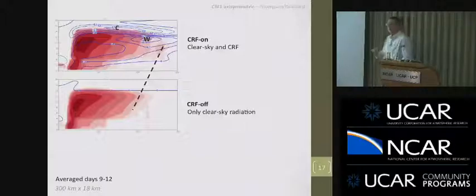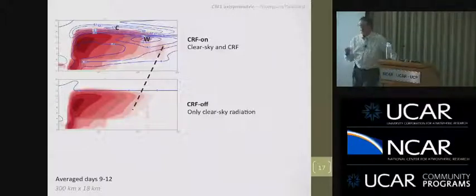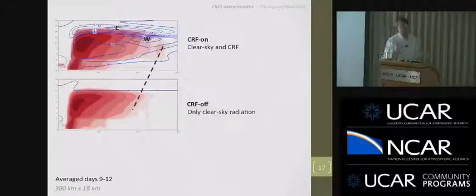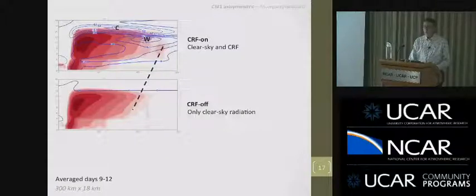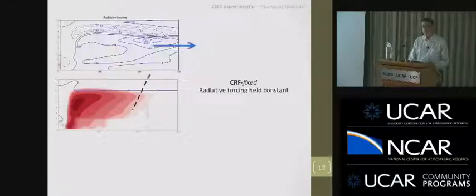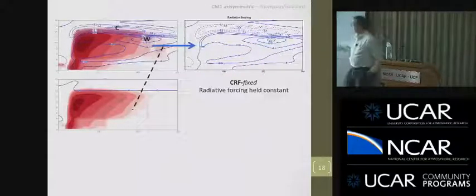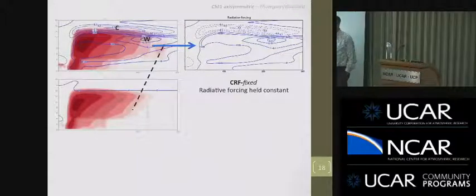All of that variability might be important in some applications, but is it important to basically explain the difference in the storm size that we're seeing between CRF on and CRF off? The way I can test this is to basically take this field that you're seeing here, which again doesn't look like this at any particular instant of time.